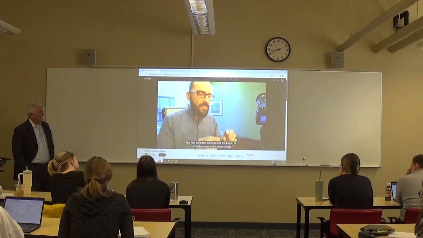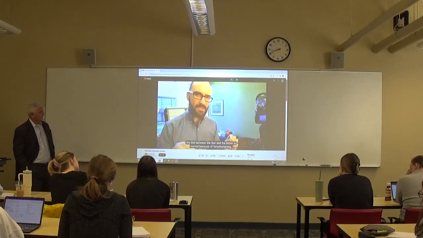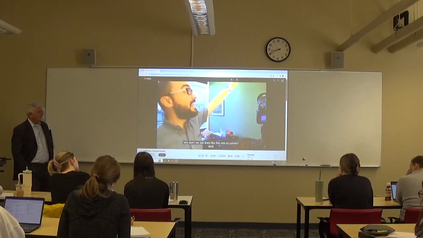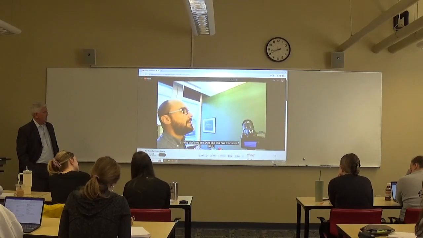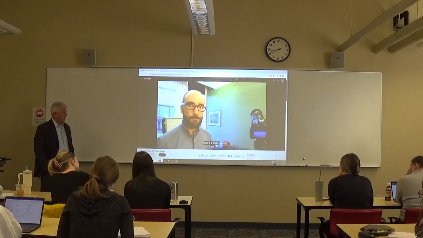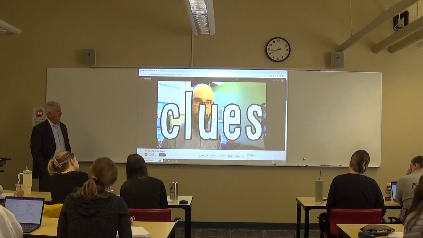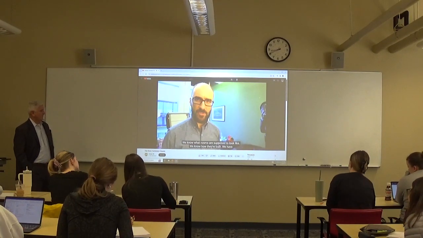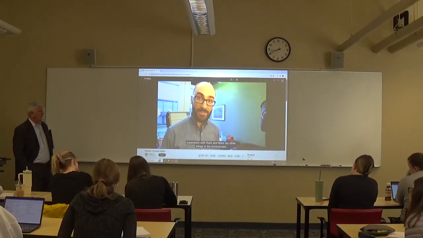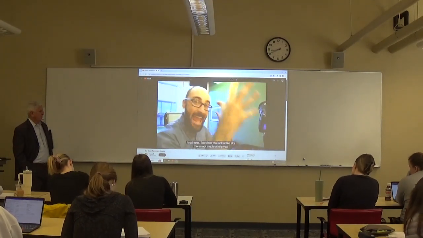But wait, if the line between the sun and the moon is curved because of foreshortening, why don't we see lines like this one as curves? Well, here's the clue. Clues. We know what rooms are supposed to look like. We know how they're built. We have experience with them. And there are other things in the environment helping us.